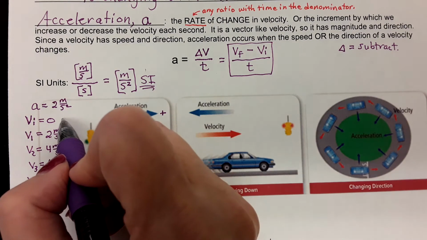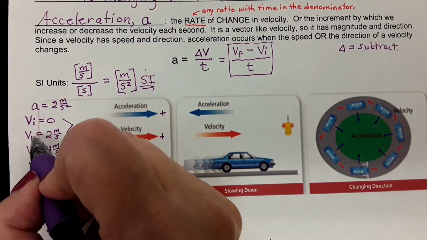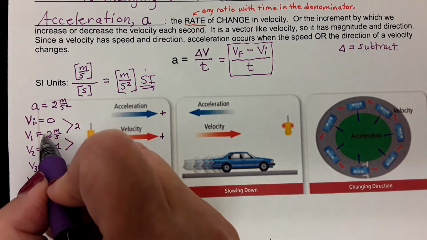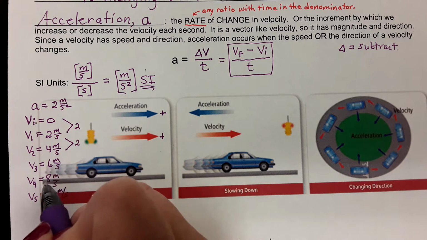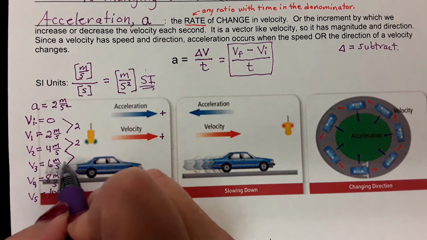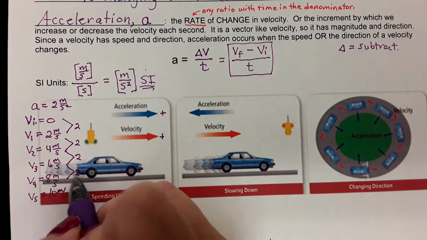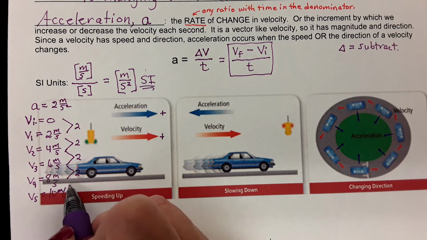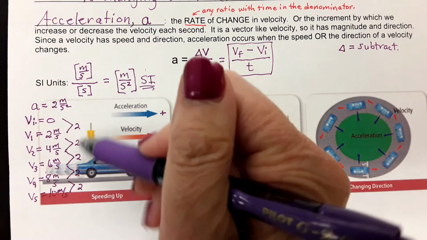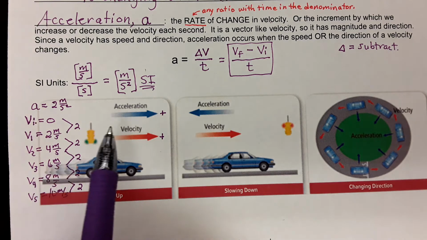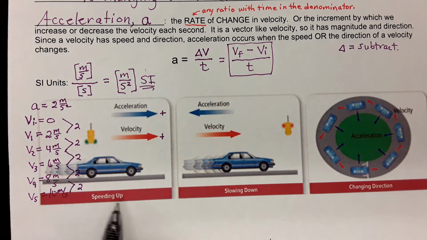Now, that means that the increment of change in velocity, final minus initial, 2 minus 0 is 2. Final minus initial, 4 minus 2 is 2. Final minus initial, 6 minus 4 is 2. Final minus initial, 8 minus 6 is 2. Final minus initial, 10 minus 8 is 2. So 2 is the acceleration increment you're changing your velocity by each second. Kind of cool, huh?